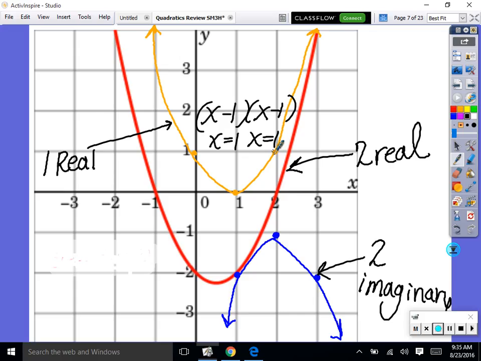Okay, and then also with quadratics, it might never cross the x-axis. That's when we run into 2 imaginary solutions. You have to have 2 solutions. Imaginary solutions come in conjugate pairs. So there will always be 2 imaginary solutions if it doesn't cross the x-axis.